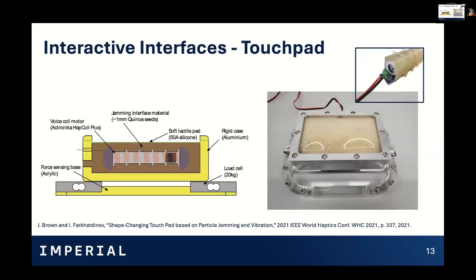We also designed this multimodal haptic touchpad. And this is a little bit interesting. It's the same kind of design as you've seen before. We have the box filled with quinoa seeds, and then another much larger voice coil motor inside. But this is on a force sensing base. So we've got two load cells, one on the left, one on the right. And what that means is you can sense the fingertip position from left to right, but also the magnitude of force that your user is pressing down with. So that means you've got two modes of input interaction, and then two modes of output as well, your hardness and your vibration.